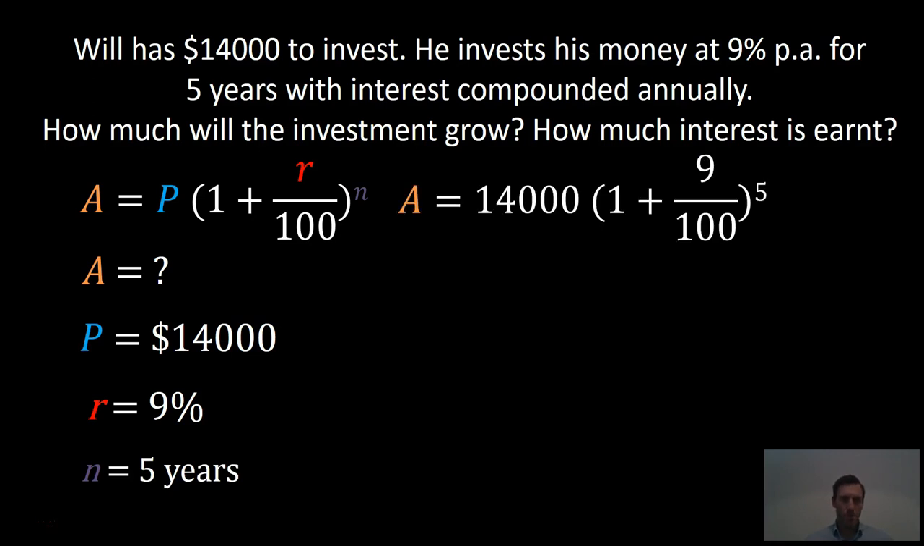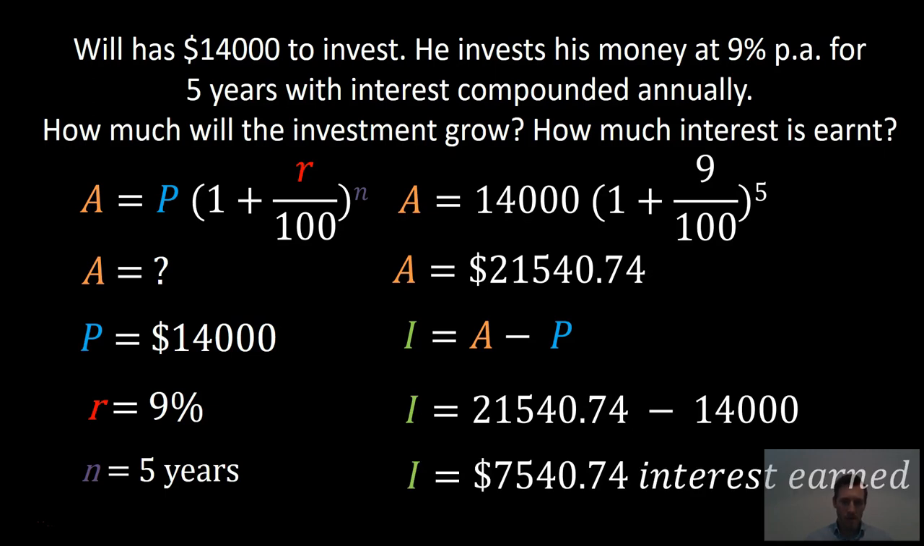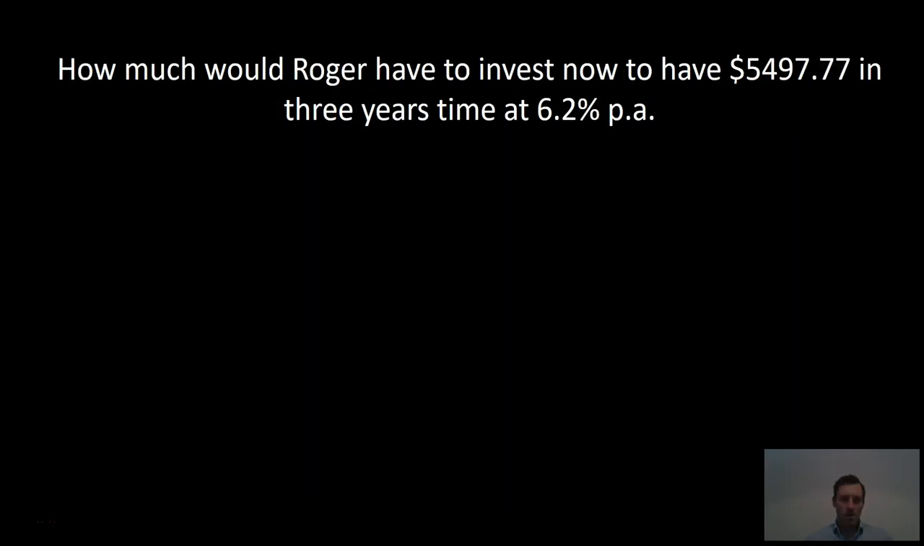We substitute those values into our formula and we calculate and we find that the investment will grow to $21,540.74. Now we need to work out how much interest is earned. And to do that, we take away the principal from the final value and we can calculate it to be $7,540.74 interest earned.